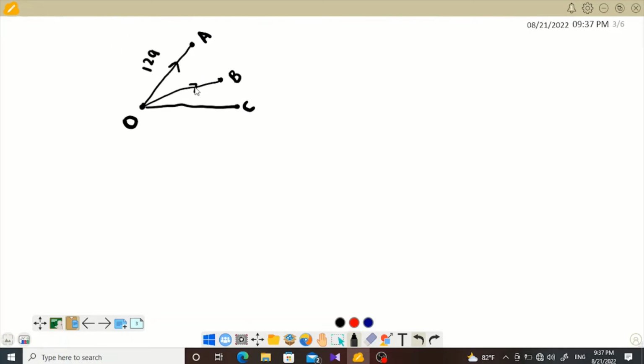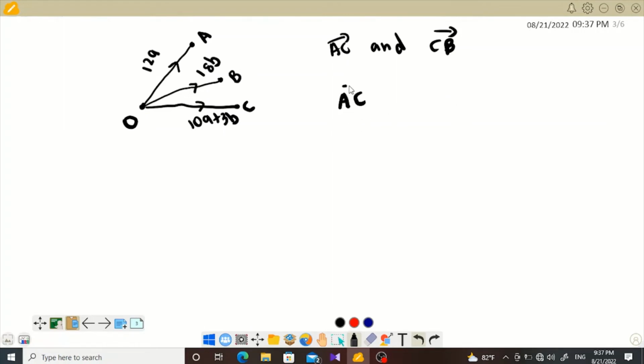OB is 18b. And OC is 10a plus 3b. We have to find two vectors, AC and CB. This is very easy. So first I am going to find AC.